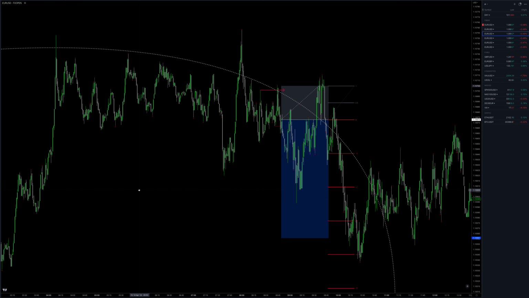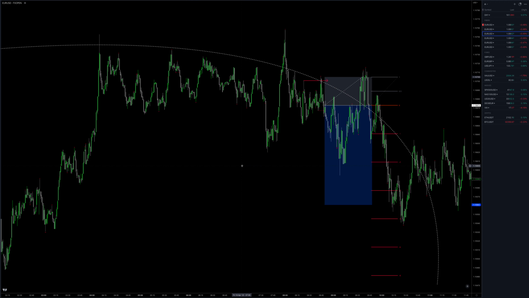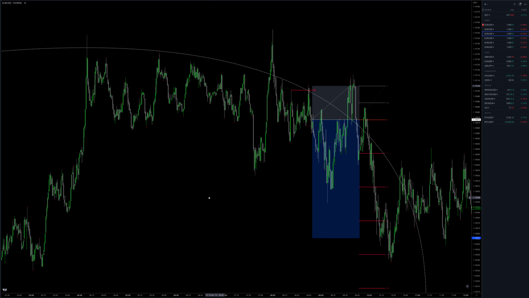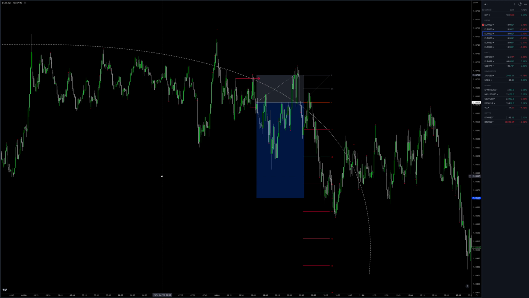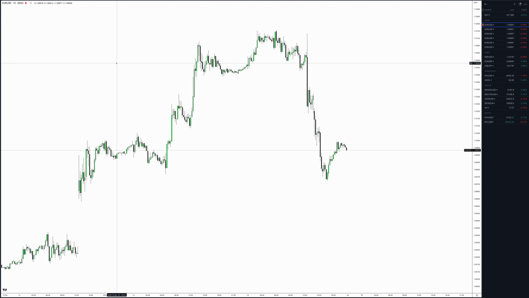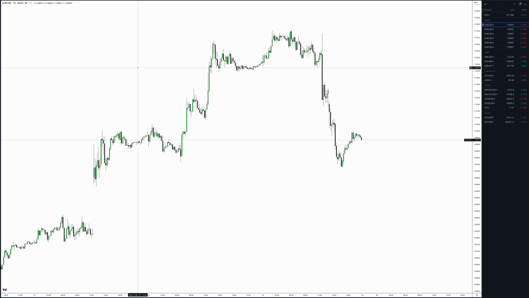Well, first of all, this is the loss I took yesterday, okay? We talk about this later. I'll show you why I messed up and where I messed up. But okay, let's have a look at the chart first.